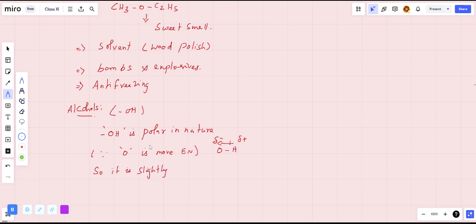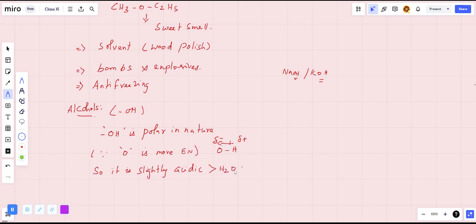Don't think that because of this OH group it is basic. In inorganic chemistry, you are learning that NaOH and KOH all possess OH, and because of that, it is a basic group. But here it is completely different. In alcohols, because of the presence of OH, it is polar in nature, so it is slightly acidic, but acidic compared to water.